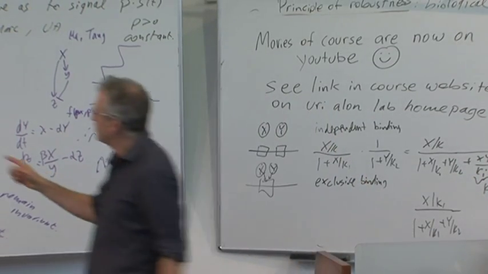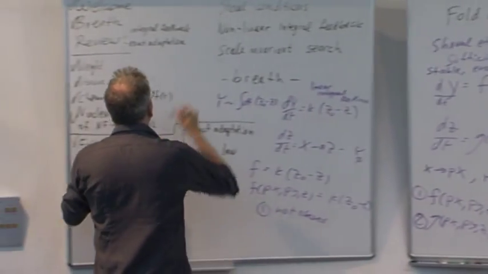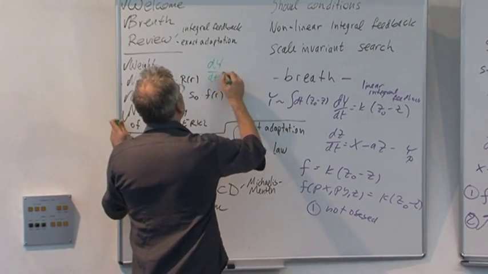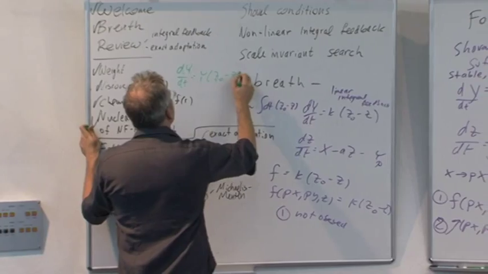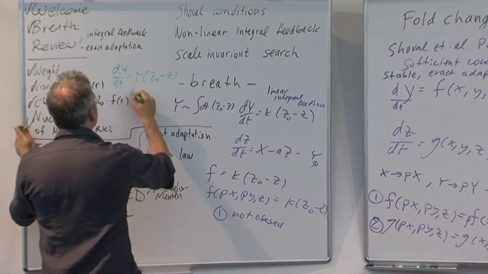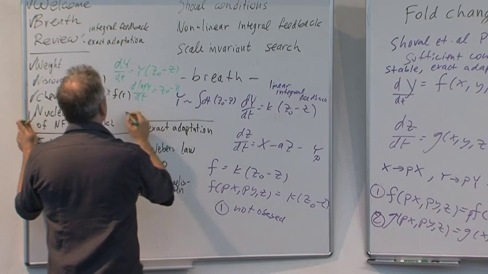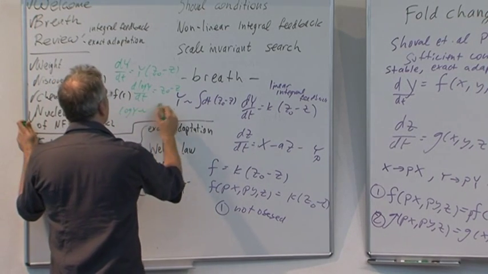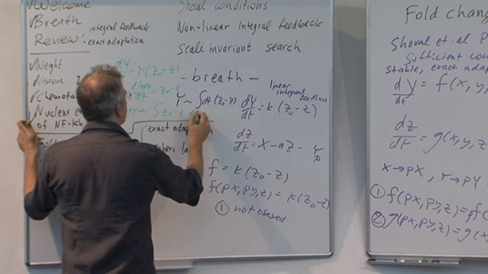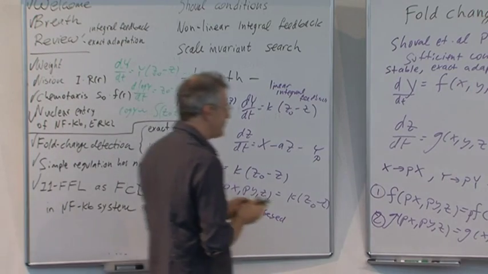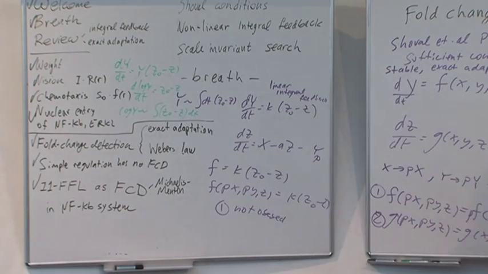So it's log y. In the proportional case, dy dt equals y times z0 minus z. If I divide by y here, it's like d log y over dt equals z0 minus z. So log y goes like the integral of the error over time. I can't explain it right now, but that's somewhat critical for this fold change detection.